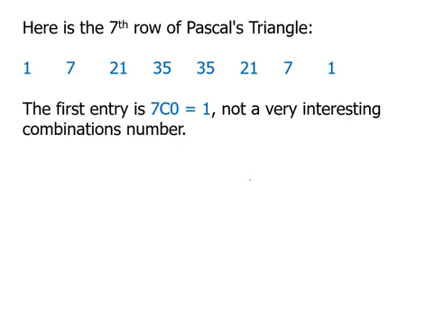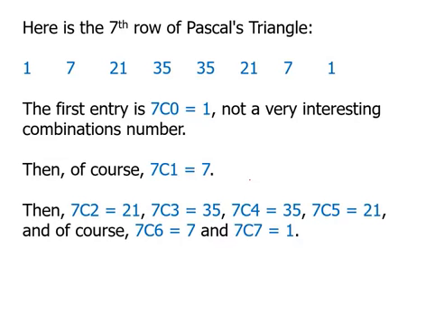Well, the first entry, 7 choose 0 is 1, is not very interesting. If you have 7 things and you choose none of them, how many ways can you do that? That's not interesting in real world terms. Then, of course, 7 choose 1 is 7. If we have 7 unique items, how many different ways could I pick one unique item? Well, 7 of them. But then the meaningful combinations, 7 choose 2 is 21, 7 choose 3 is 35, 7 choose 4 is 35, 7 choose 5 is 21, 7 choose 6 is 7, and of course 7 choose 7 is 1. And so we get all of those numbers all at once, all the way across the row.